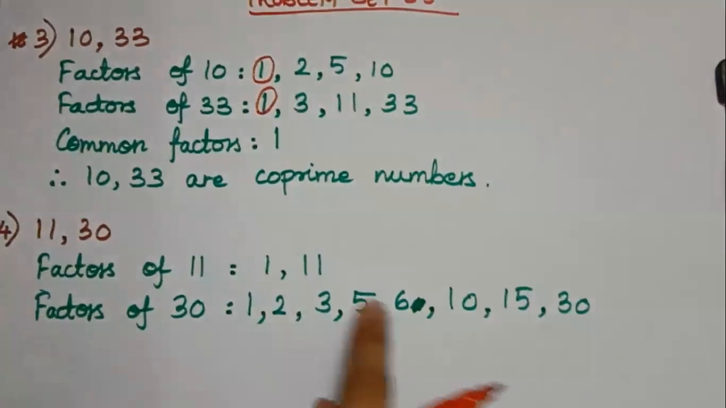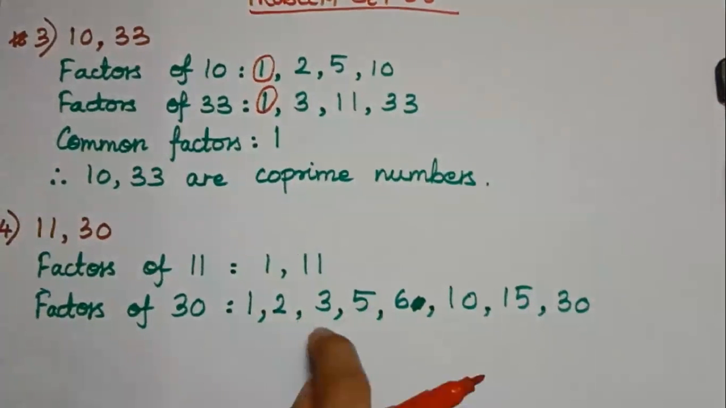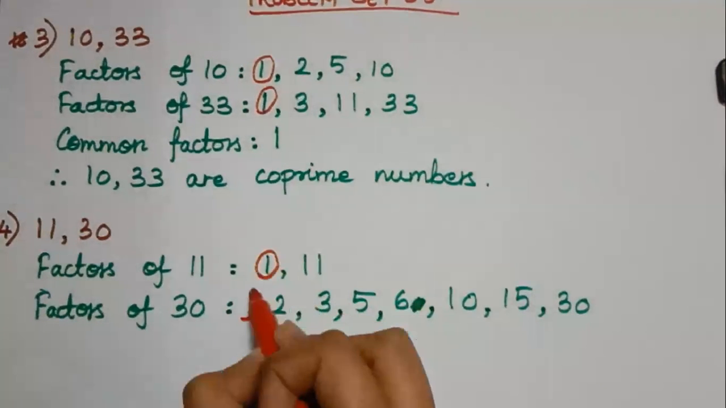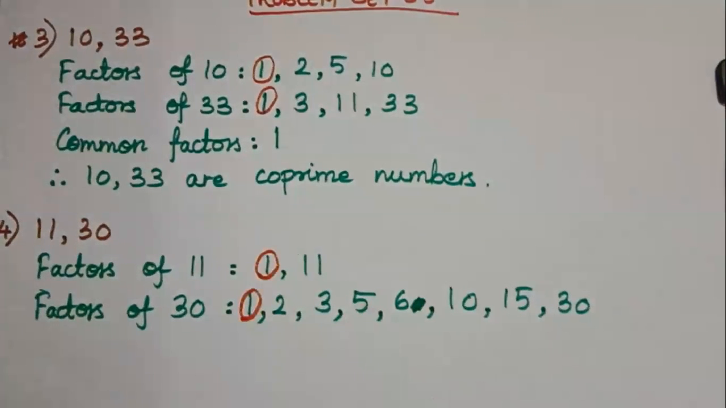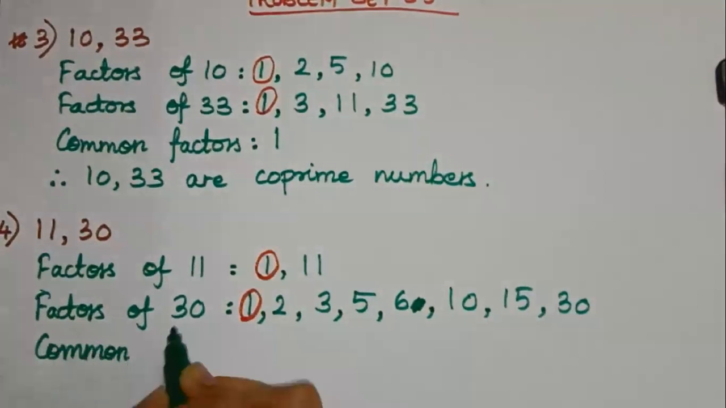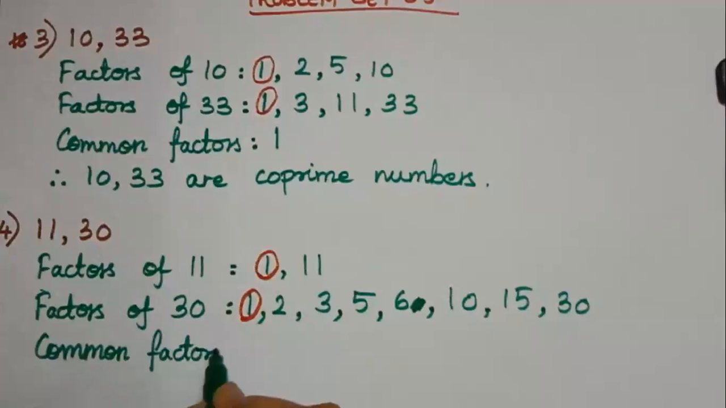So as you can see over here, girls, the common factors from both of the numbers 11 and 30. What are the common factors from here, girls? The common factors are 1 only, right? So now we will write common factors. The common factor is only 1.